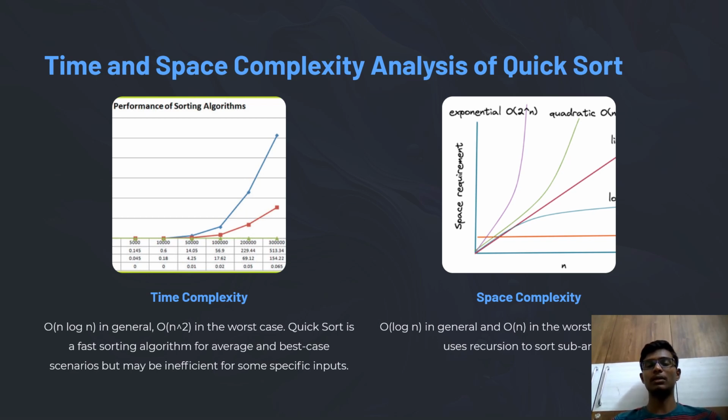Now, space complexity is nothing but the amount of space required to execute an algorithm. In the case of the quicksort algorithm, the space complexity is big O log n in general and big O n in the worst case. It uses recursion to sort each subarray. That is, in the quicksort algorithm, we use recursion to sort the subarrays, through which we can get a sorted array.